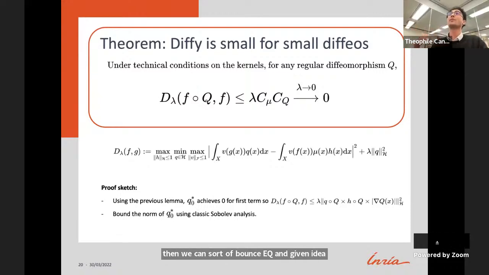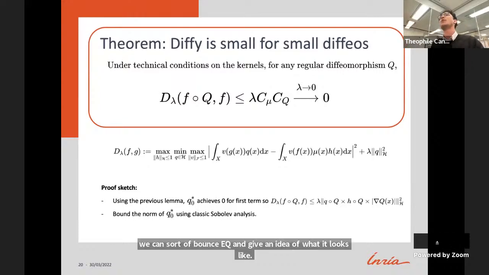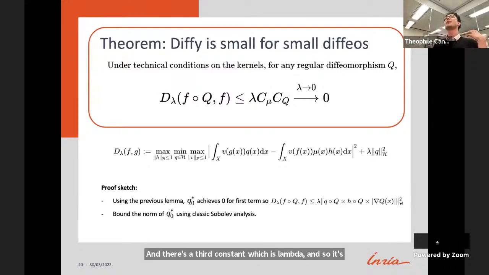And there's a third constant, which is lambda. What's important, and what you can remember, is that when we regularize, in the limit of small regularization, we get 0, which means that the bias induced by the regularization disappears when we use a small constant to regularize, right? Which is basically what we expect to see.